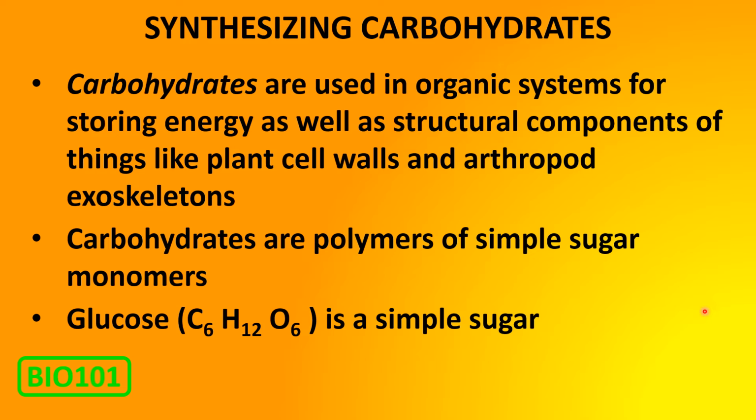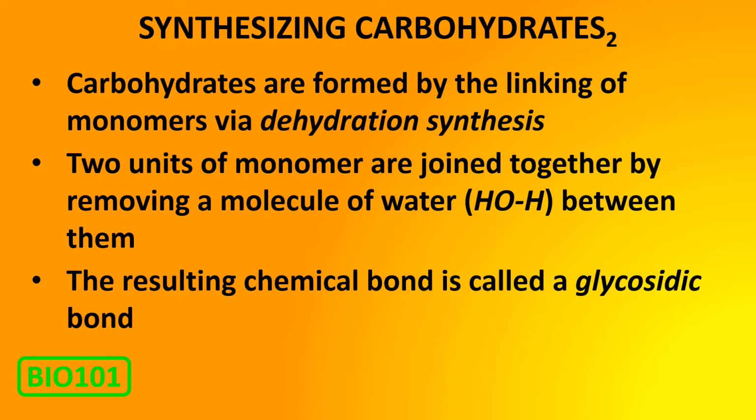Alright, so we want to make carbohydrates now. Carbohydrates, remember, are chains of glucose. They're used in organic systems for storing energy, as well as structural components of things like plant cell walls and arthropod skeletons. So carbohydrates are polymers, remember that word, of simple sugar monomers, namely glucose, but that's not the only simple sugar, but that's the one we're going to be dealing with right here. The chemical formula for glucose is C6H12O6, and we'll look at its structure in a minute.